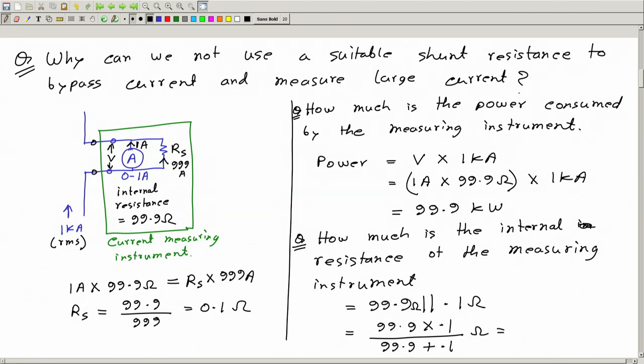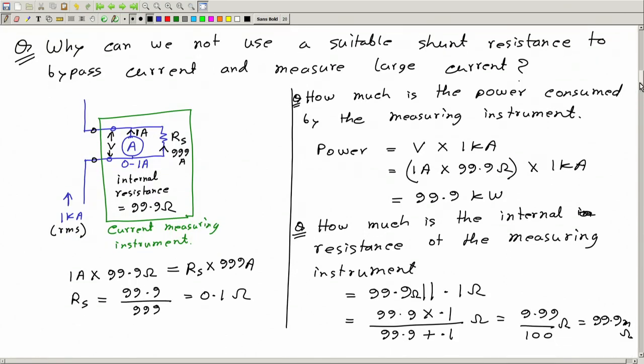This is equal to 9.99 by 100 ohm, which is 99.9 milliohm. Okay, so these are the two values.